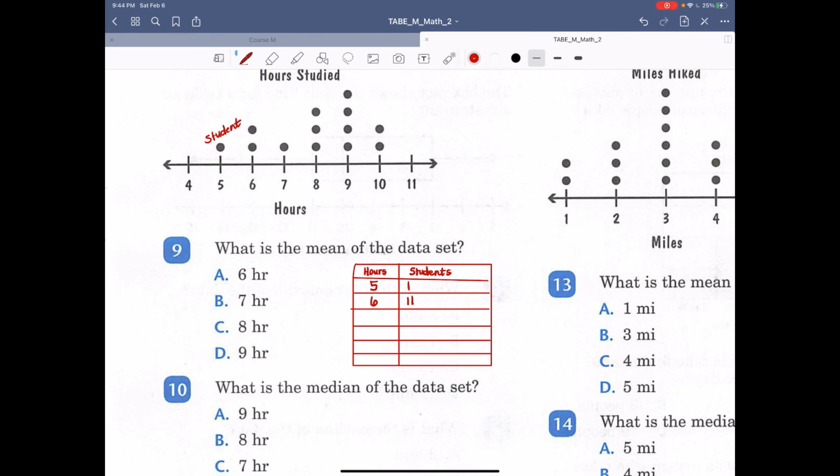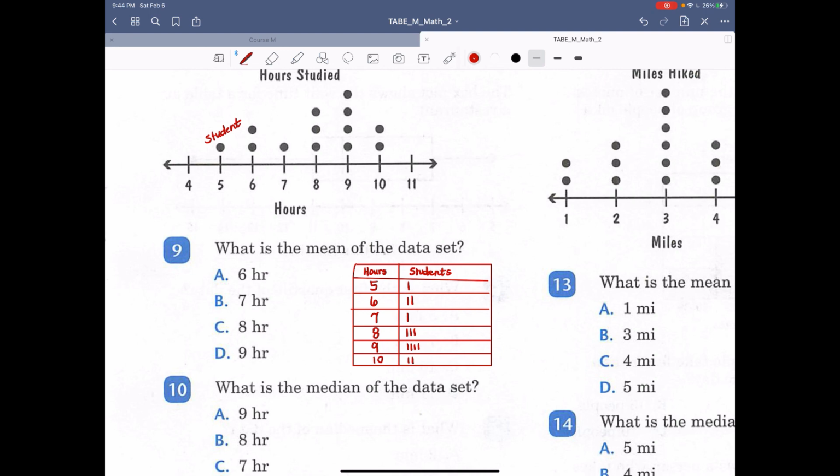It's the same thing as before, but we had X's before. 1 student said, I study 7. 3 people said, I study 8 hours a week. 4 people said, I study 9 hours a week. And 2 people said, I study 10 hours a week.